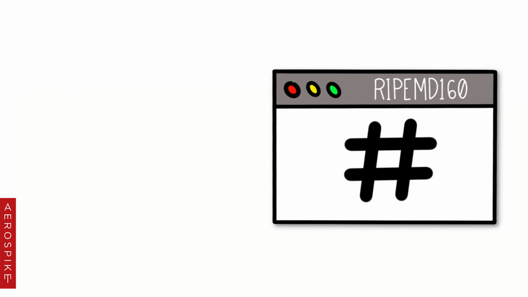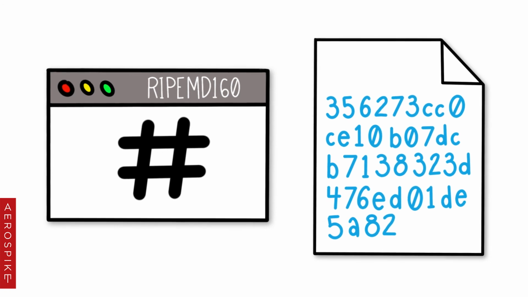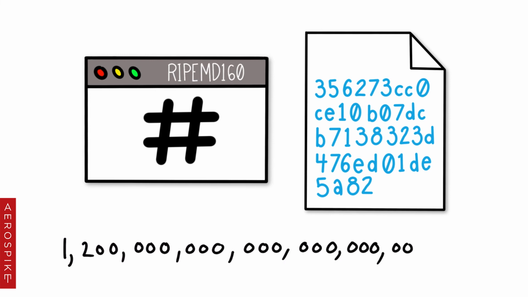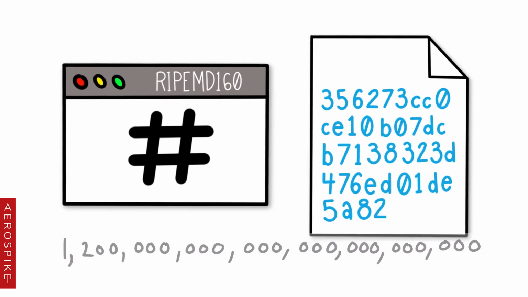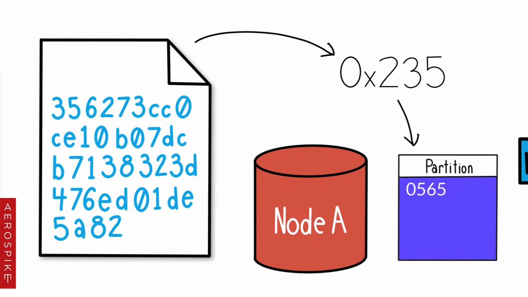RIPE-MD160 takes this data and creates a 20-byte digest. The algorithm does so well randomly generating this digest that to brute force generate a collision, you would need over 1.2 septillion operations. That's 24 zeros. From the 20-byte digest, the first 12 bits are used to determine the partition ID where the record is stored. This deterministic process allows Aerospike to consistently map a record to a single partition and lets clients get to the correct node with a single hop.